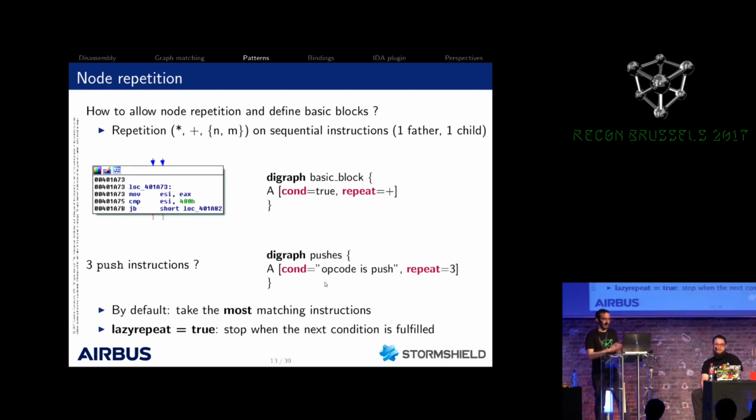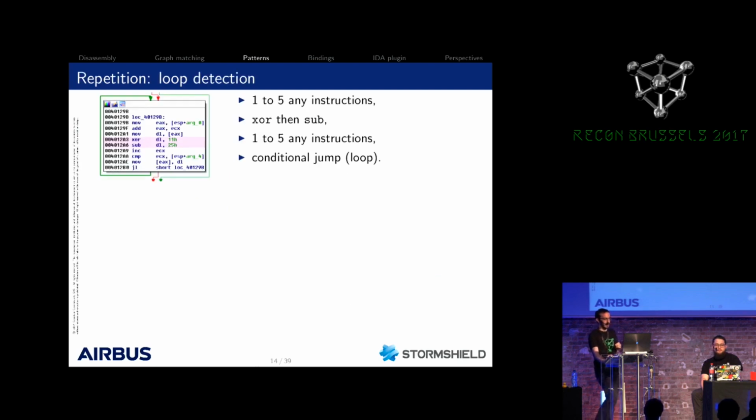By default, GRAP will take the most matching instructions when you specify repetitions, but you have an option to change that. You can say lazy repeat is true. So the first behavior was greedy repeat, where you take the most of them. With lazy repeat, you will stop once the next condition is fulfilled. I'll give an example here.